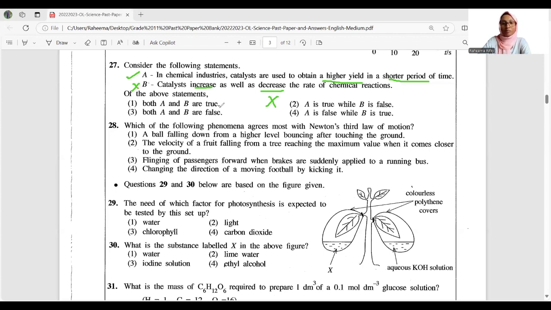Of the above statements, now you can see the options: true, false, and false, true. Here they are considering both. We can't take both A and B true, and we can't take both A and B false, so we can cut off these 2 answers. A is true, B is false. Yes, that is the answer. A is false while B is true? No, that is wrong. So our answer is number 2. Right. Next, we are moving to 28.